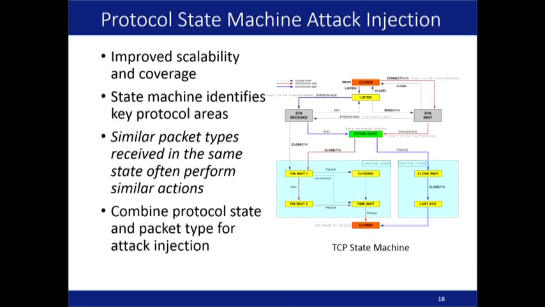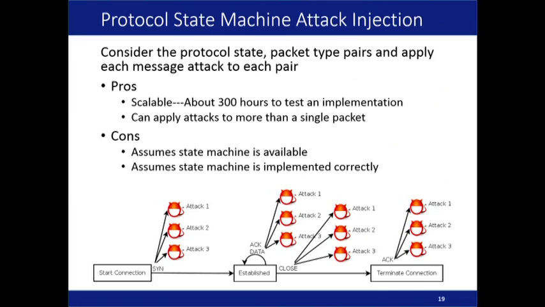The key idea here is that similar packet types received in the same state often result in similar actions. So an acknowledgement packet received in the established state will always result in resetting the retransmission timer and sending new data if new data is available. However, in the SYN received state or the last ack state, very different things happen on the reception of an acknowledgement packet. So what we attempt to do is to combine the protocol state and the packet type for our attack injection. Specifically, we consider the protocol state and packet type pairs and apply each of our message-based attacks to each of these pairs.